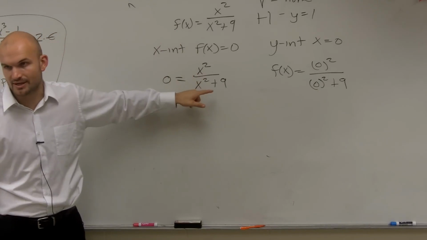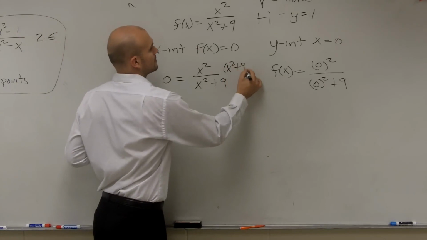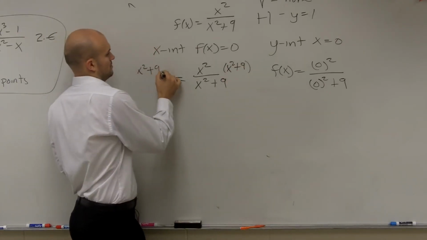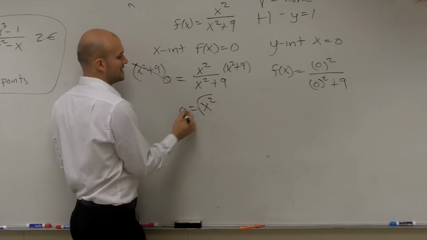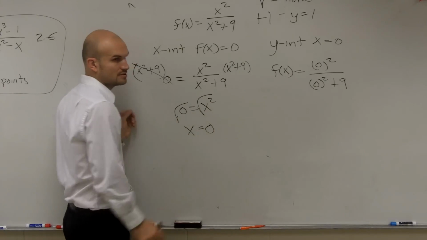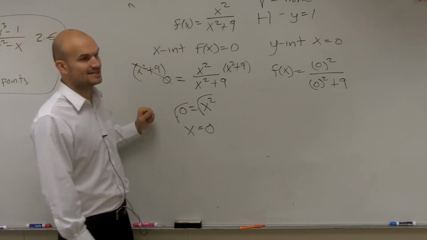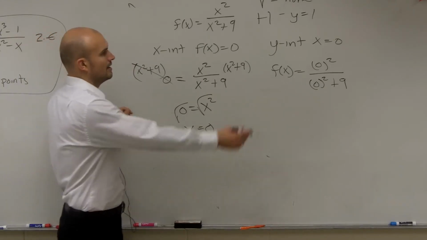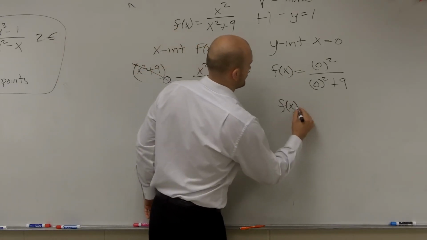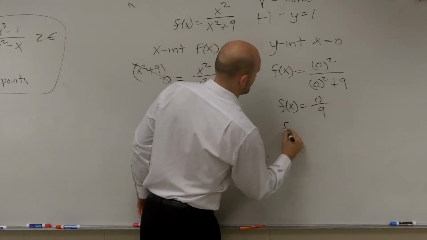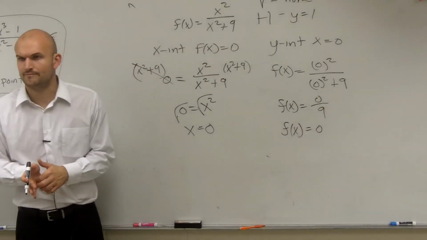Remember, how do we get rid of a denominator? When we have a fraction, we multiply by x squared plus 9. Therefore, we get 0 equals x squared. Take the root. X equals 0. Cool? So we can say the x-intercept is equal to 0. And then I asked for the y-intercept. Well, we evaluate 0 over 9, which is 0. And that's all I asked for on that problem.